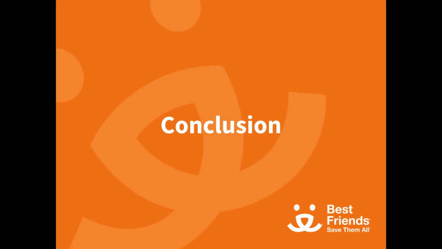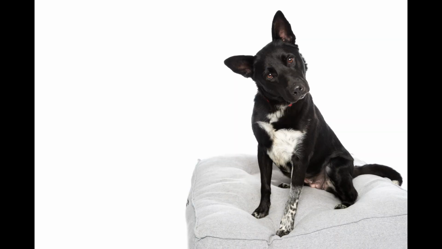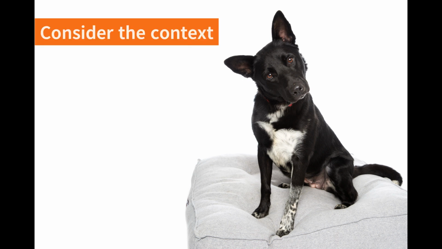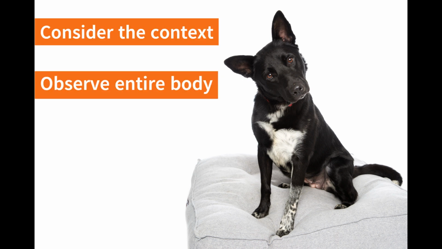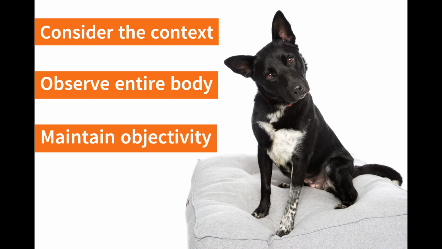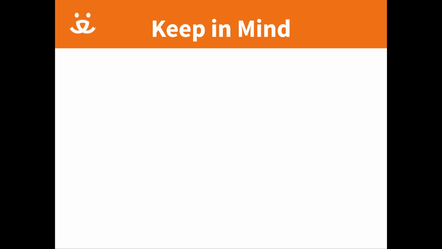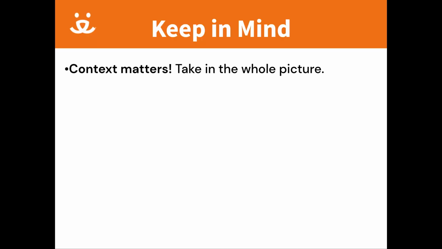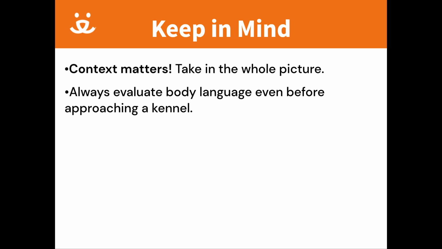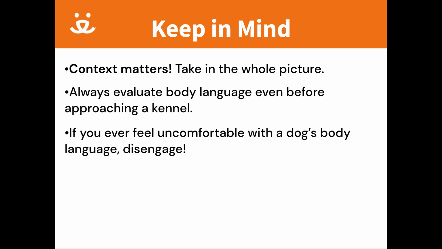Conclusion. In conclusion, understanding dog body language requires considering the context, observing the entire body, and maintaining objectivity. Keep in mind: context matters. Take in the whole picture. Always evaluate body language even before approaching a kennel. If you ever feel uncomfortable with a dog's body language, disengage.